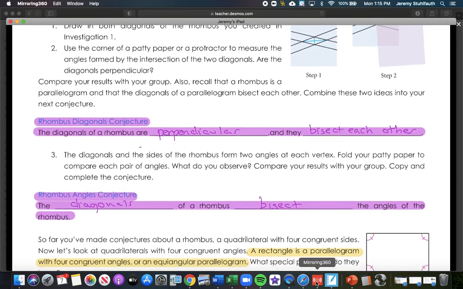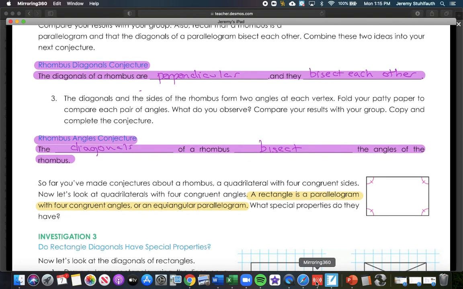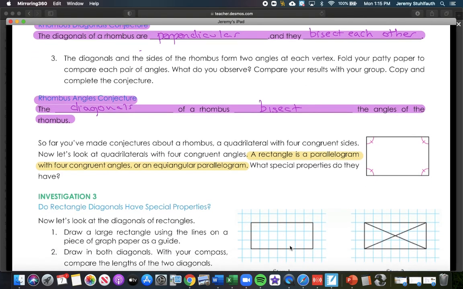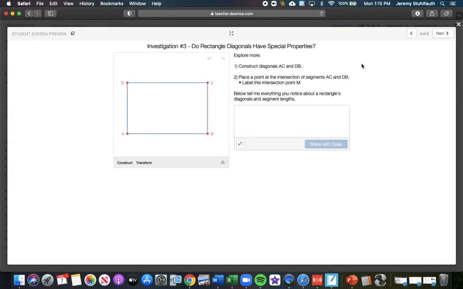Now, at this point, we have made some conjectures about a rhombus, a quadrilateral with 4 congruent sides. Now what we're going to do is look at a quadrilateral that has 4 congruent angles. And that shape that we're going to look at is a rectangle. So again, a rectangle is a parallelogram with 4 congruent angles. All the opposite sides are congruent, but not all of the sides like they were in a rhombus. So what we're going to do is take a look at a rectangle.